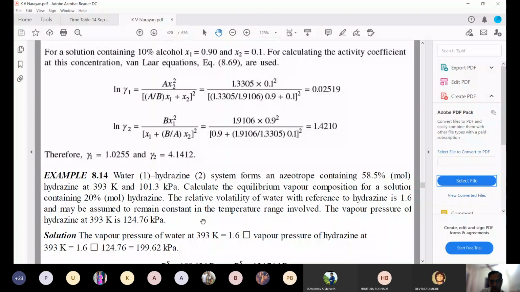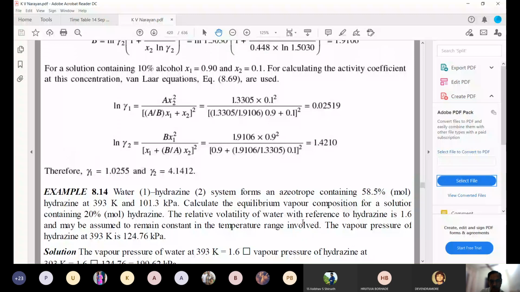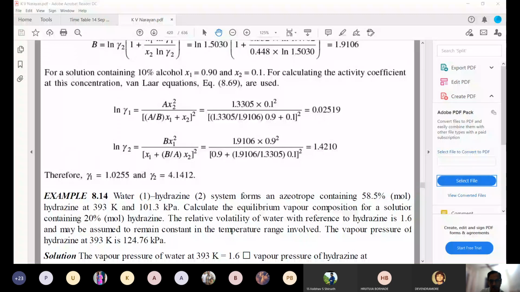So we can find out P1S. Calculate P1S. How much do you get? 199.616. Okay, so once you get P1S, what do we need to find out next? P1S is known, P2S is known, P is known. What can you find? Gamma 1 and gamma 2. So find out gamma 1 and gamma 2.